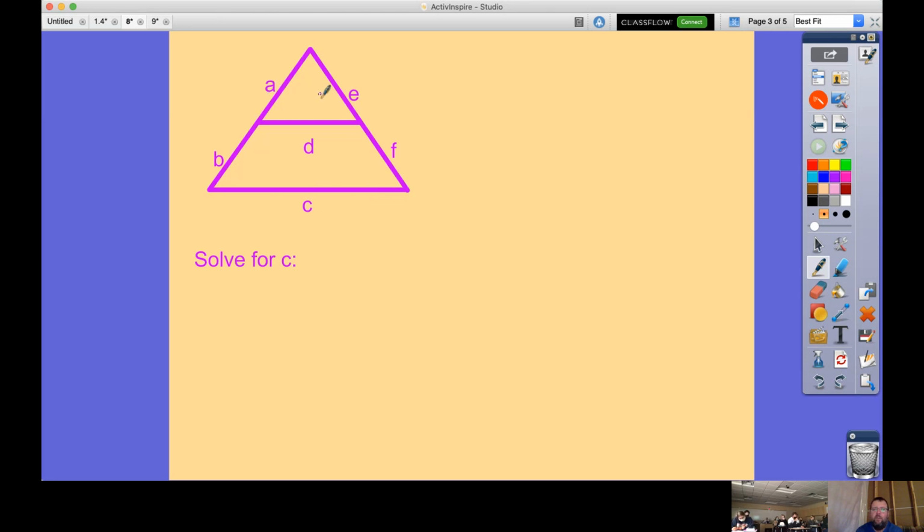So we're going to kind of break this up. Now, the first thing that we have to know is we have a little triangle on top and a big triangle throughout the whole thing. Our main thing that we have to know, though, is are these two triangles similar? What do you guys think? You got to talk. I can hear you.